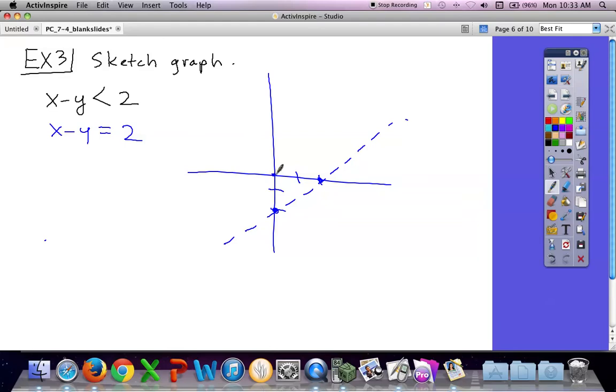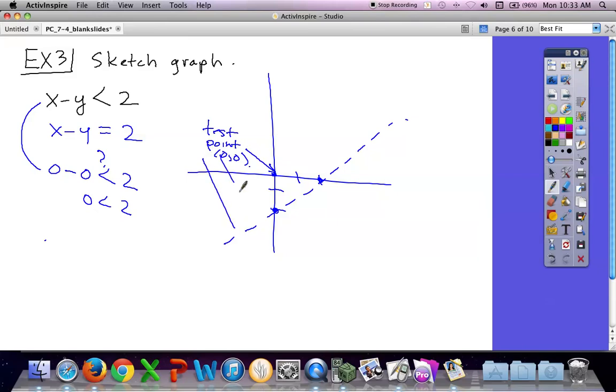If I make this my test point, right? That is 0, 0. And then I plug in here. 0 minus 0 is less than 2. 0 is less than 2. Is that true? That is true, right? So we're going to say shade this point is part of the solution. So shade above the line.